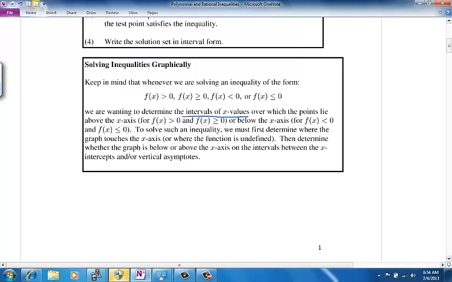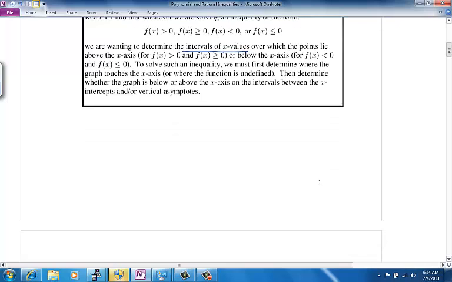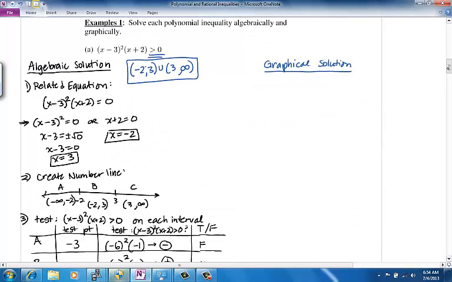To solve those inequalities, we first have to figure out where the graph touches the x-axis, or possibly where the function is undefined in the case of rational expressions. And then using those places where the graph touches the x-axis or is undefined, we'll figure out where the graph is below or above the x-axis on the intervals between those x-intercepts or vertical asymptotes. So the key is to first find the x-intercepts and vertical asymptotes, if there are any, and then search between those points for the sign of the expression.